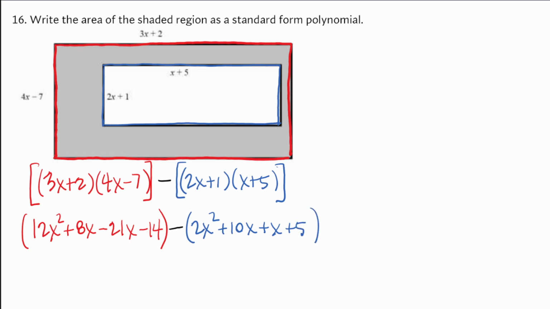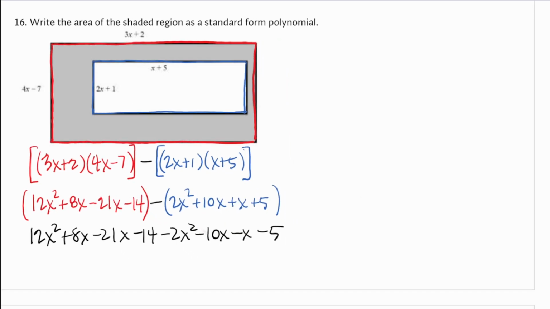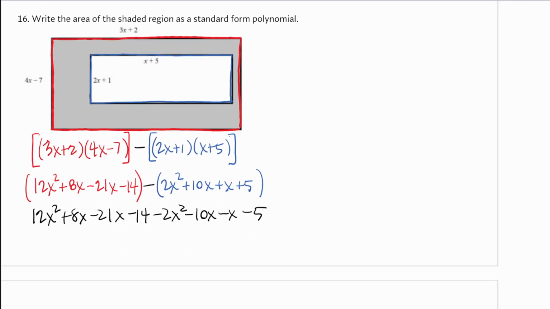Okay. And so I might distribute that negative and get 12x squared plus 8x minus 21x minus 14 minus 2x squared minus 10x minus x and minus 5. And then I can collect some like terms. In x squareds, I got 12 minus 2, which is 10x squared. For x's, I've got 8 minus 21 minus 10 minus 1.